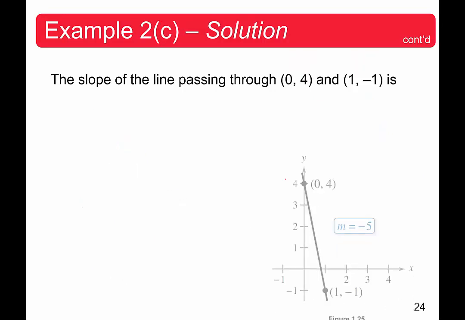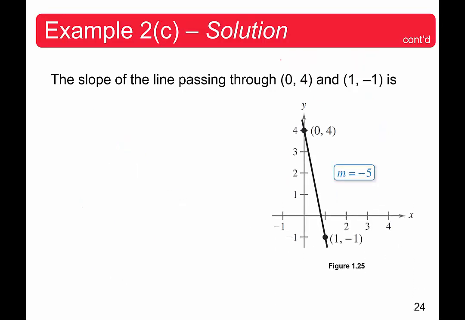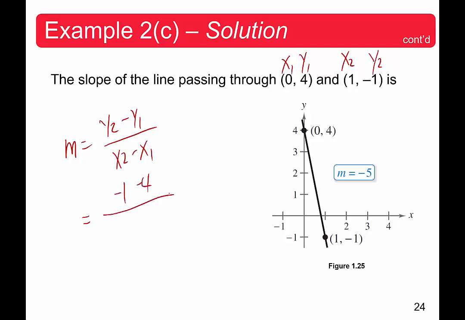Okay. The third one, we get that x1 is 0, y1 is 4, x2 is 1, and y2 is negative 1. One more time, slope equal to y2 minus y1 over x2 minus x1. Throw in the numbers, negative 1 minus 4 over 1 minus 0. So this turned out to be negative 5 over 1. So slope is negative 5.